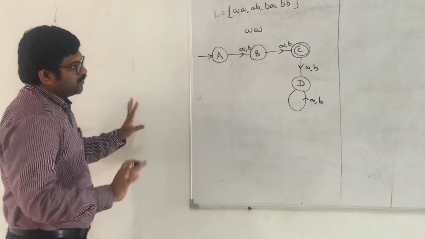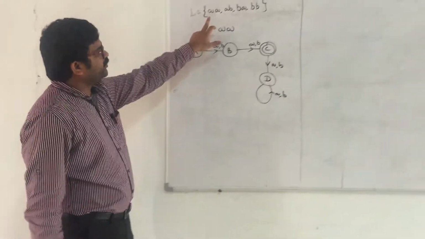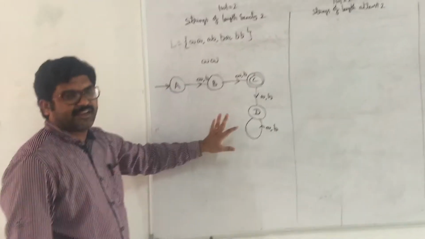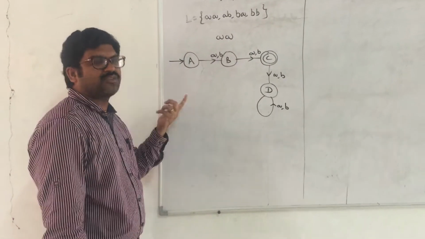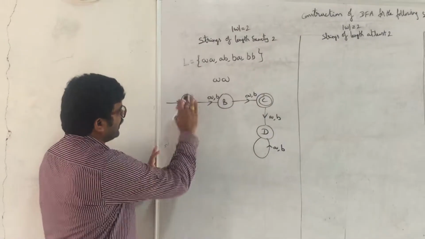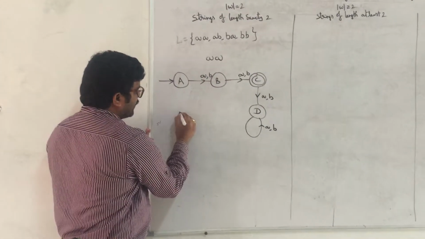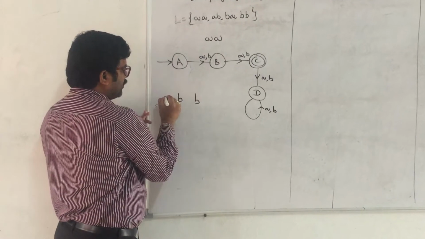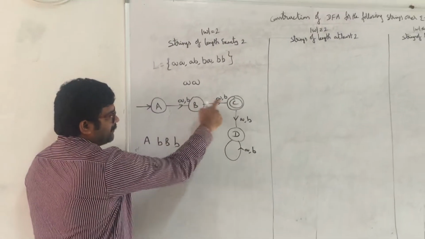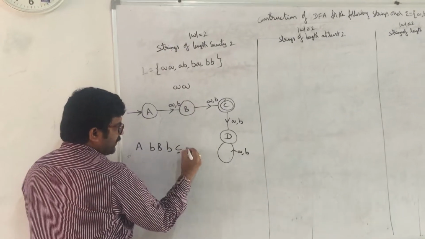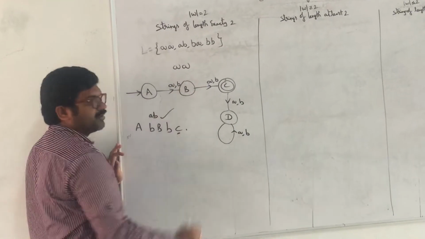Now you can observe, take any string which is available in the language and check whether it is accepting or not. You can check similarly for rejecting also. We saw that last class. So let us take any string of length 2, say BB. Start with initial state A, on B I get B, on B I get C, which is an accepting state. Therefore the string is accepted.